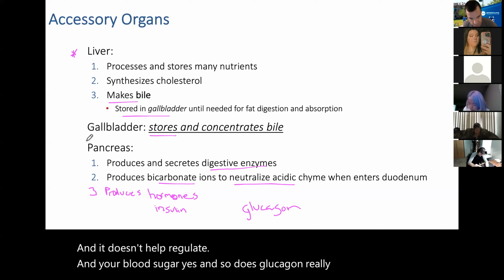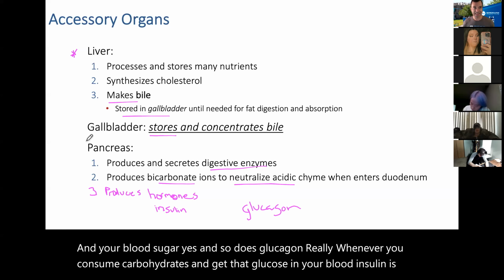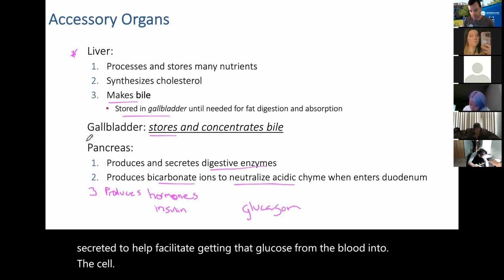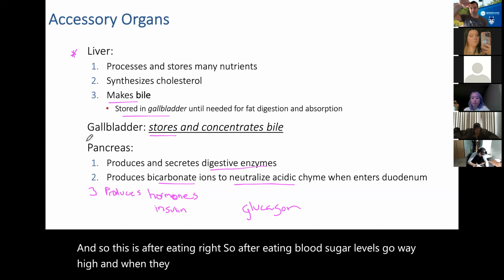Whenever you consume carbohydrates and get that glucose in your blood, insulin is secreted to help facilitate getting that glucose from the blood into the cell. Okay, and so this is after eating. All right. So after eating, blood sugar levels go way high, and when they go way high, that's when insulin gets secreted.